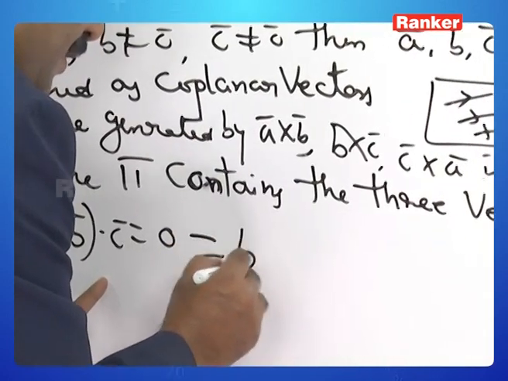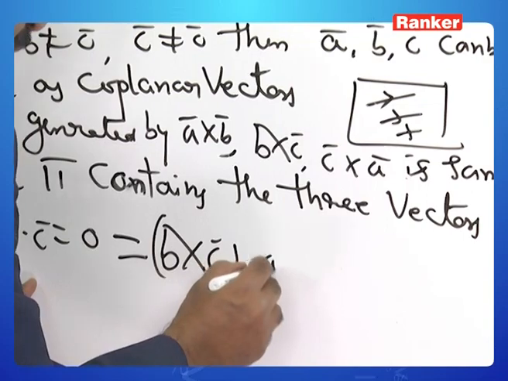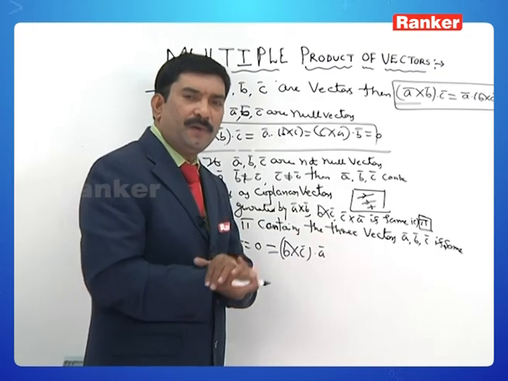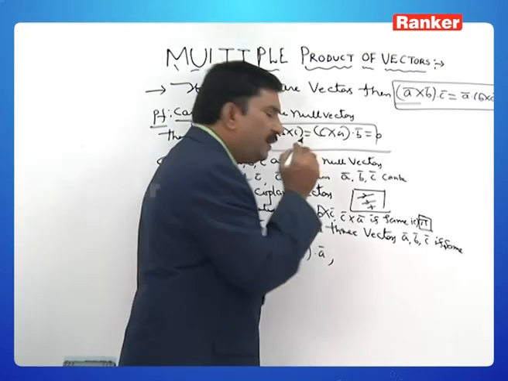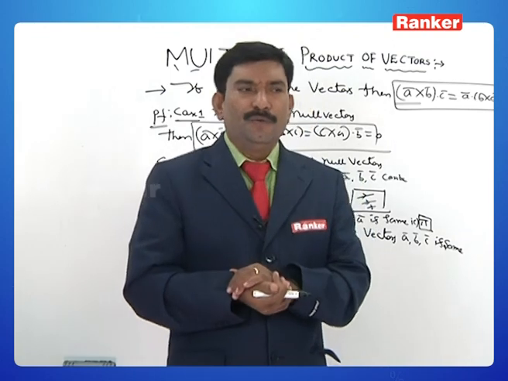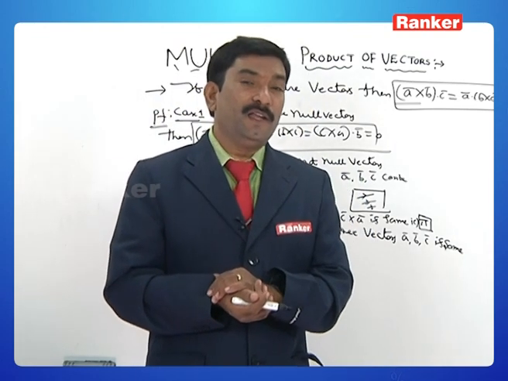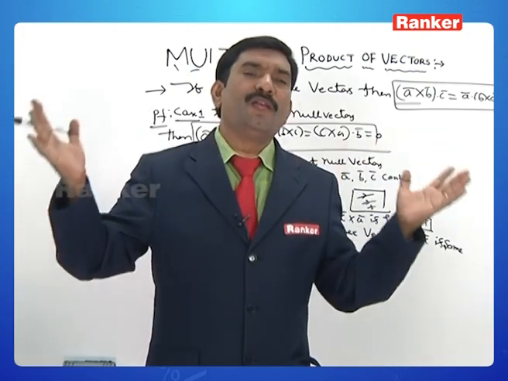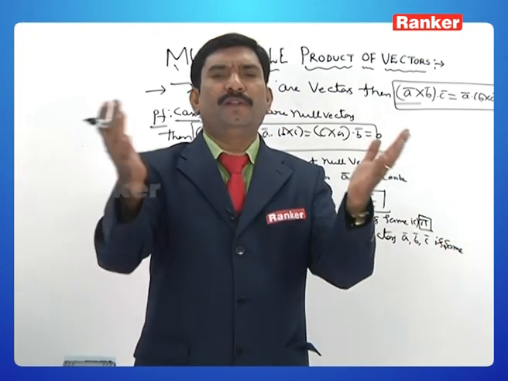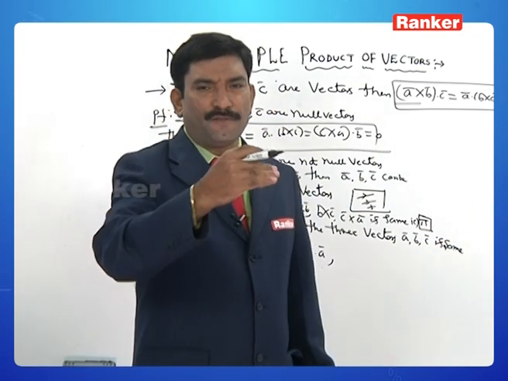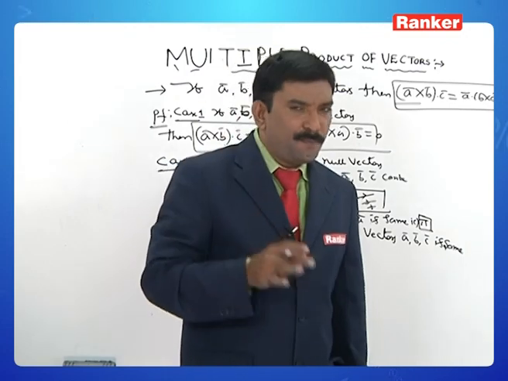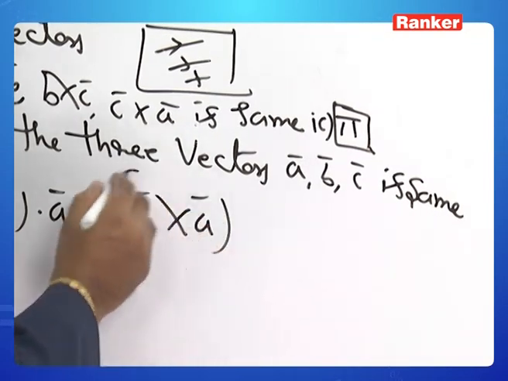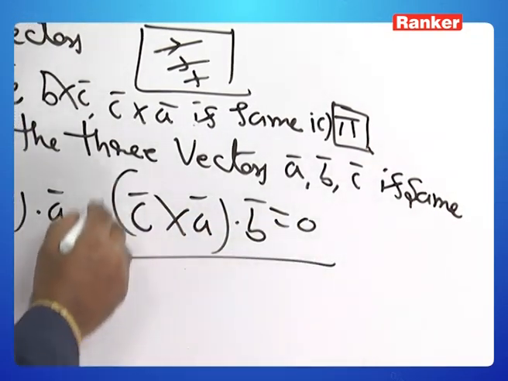Similarly, I can also write B bar cross C bar dot A bar is also equal to 0. Why? B cross C is also perpendicular to A bar. Meanwhile, C cross A is the vector which is perpendicular to the plane containing C bar and A bar. Since A bar, B bar, C bar are coplanar, it is quite obvious. C cross A is the vector which is also perpendicular to what? B bar. So therefore, C bar cross A bar dot B bar is equal to 0, right?